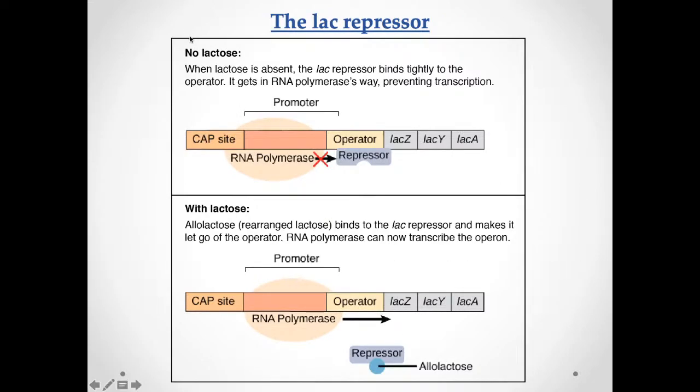So what will happen when there is no lactose? When lactose is absent, the lac repressor binds tightly to the operator, because it senses that there is no lactose. So the repressor will be active, and hence RNA polymerase cannot attach and no transcription will happen. But on the other hand, if lactose is present, allolactose will attach to the repressor, and then RNA polymerase can go further. It can attach to the promoter and hence transcription is possible.